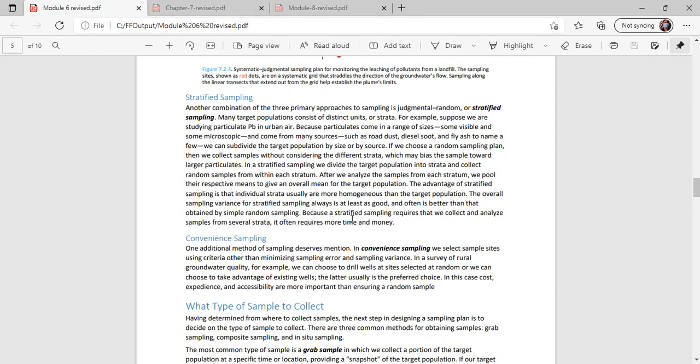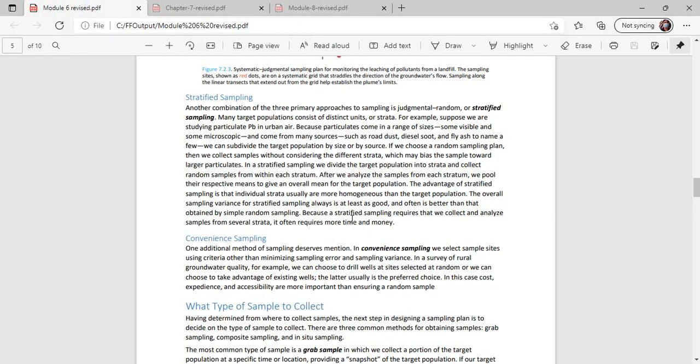Okay, so we are now sa aton nga convenience nga sampling. Kaya an additional method of your sampling deserves mention is your convenience nga sampling. We collect a sample site using a criteria other than your minimizing sampling error and also ang imo nga sampling variance. In a survey of a rural groundwater quality, okay, for example, we can choose to drill wells at sites selected sa atong nga random, or we can choose to take advantage of mga existing na nga wells.